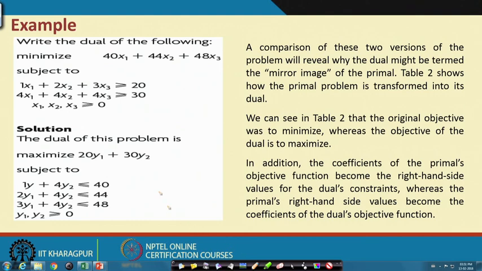So this is the typical difference between the primal structure and the dual structure. Let us start with a simple example, and see how the primal structure looks and how its counterpart, the dual structure, looks. Let us start with this particular structure here. This is the original linear programming problem: minimize 40x1 plus 44x2 plus 48x3, subject to two constraints, both of greater than type.